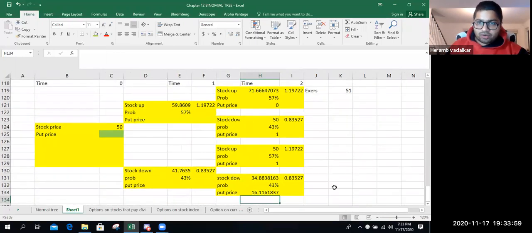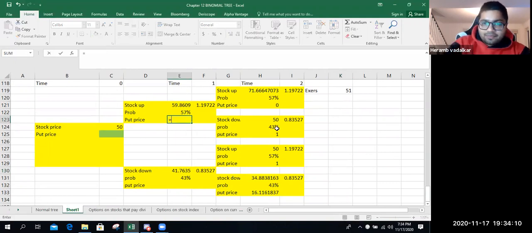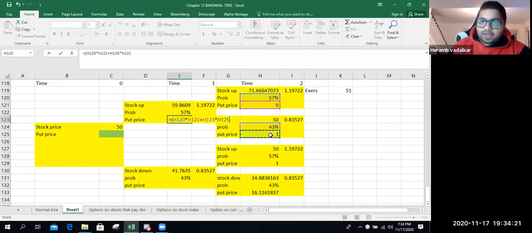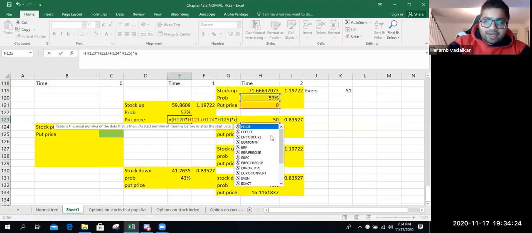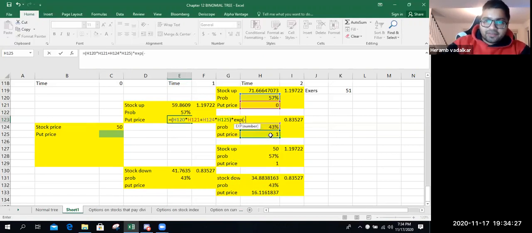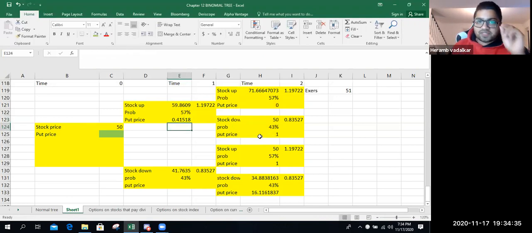Okay. So I'll just zoom out a bit. So this is the tree. We have calculated values for the root. Now we have to start moving back. So put price here at this step will be probability of moving up into put price plus probability of moving down into put price, discounted at exponential negative 4% risk-free rate times 1. So we got put price here.